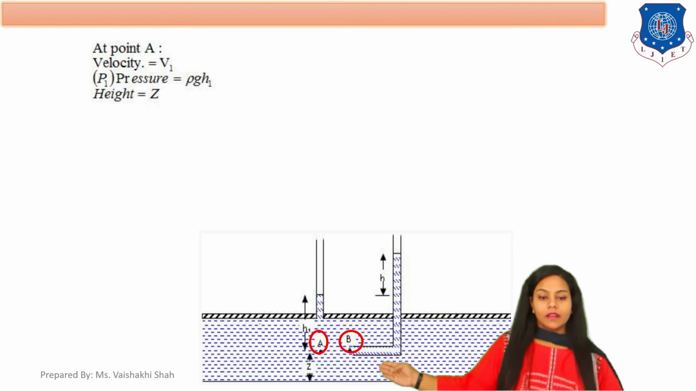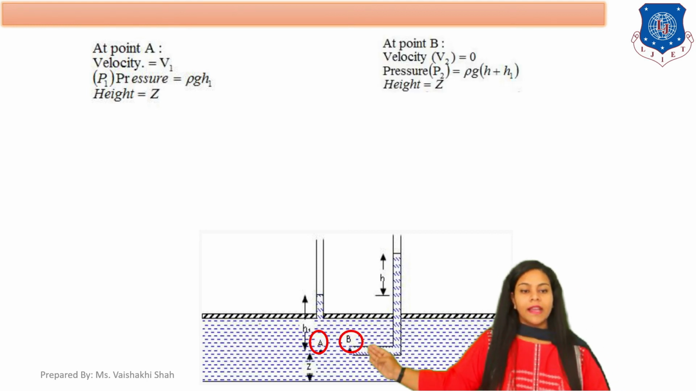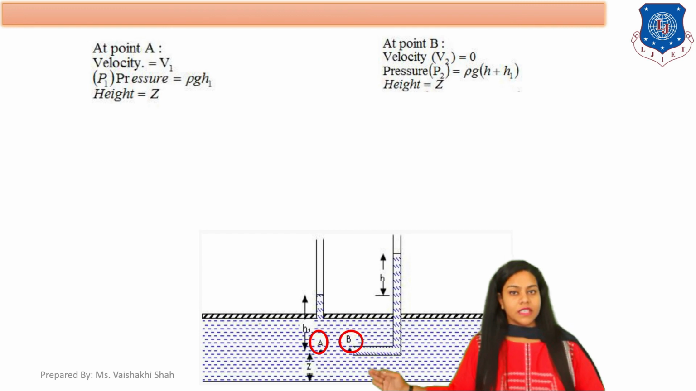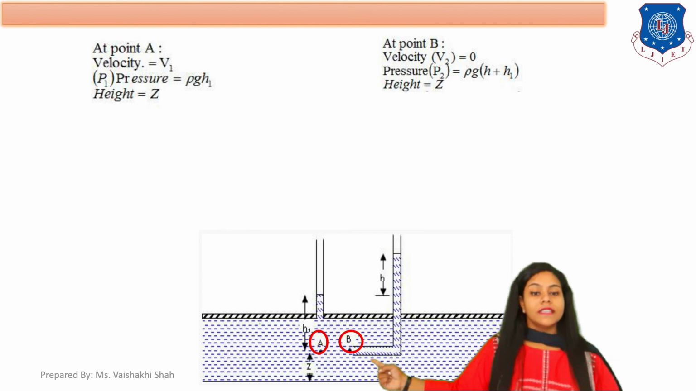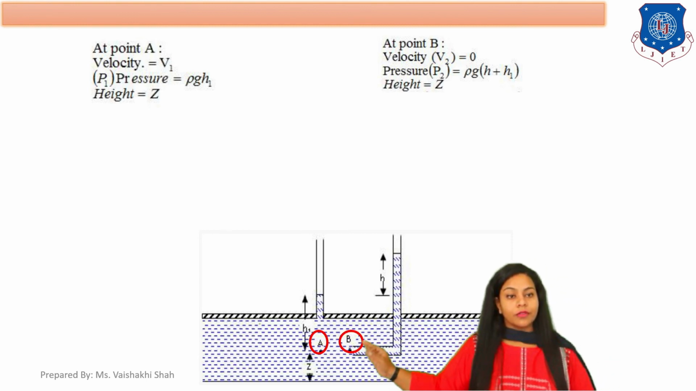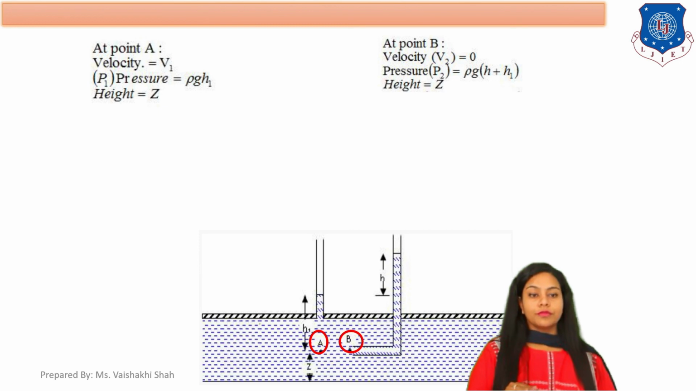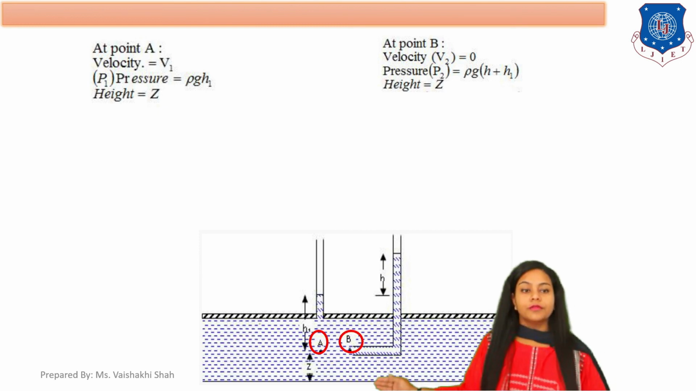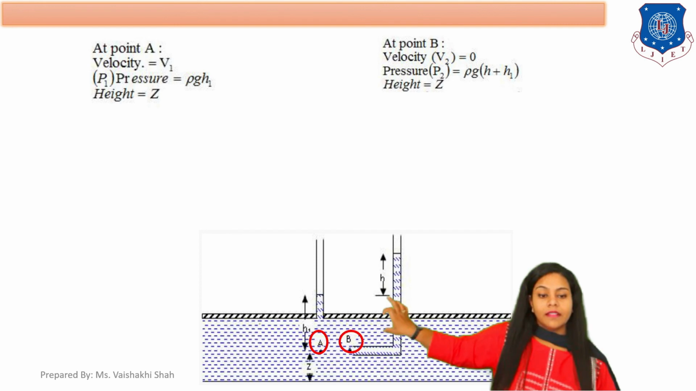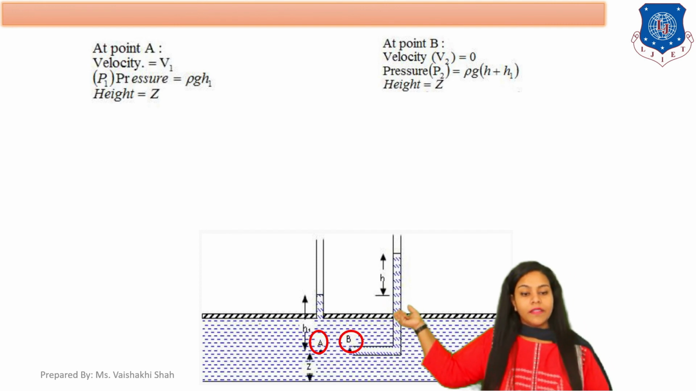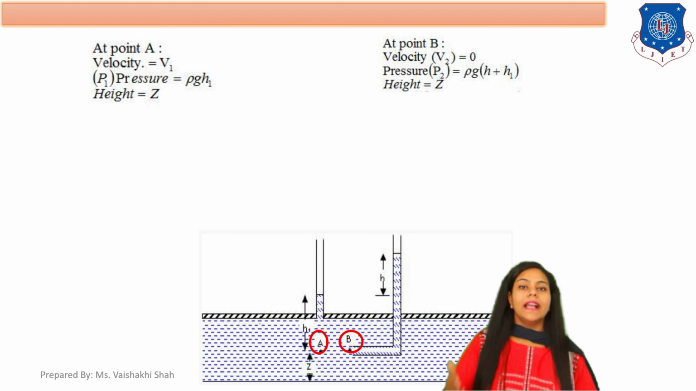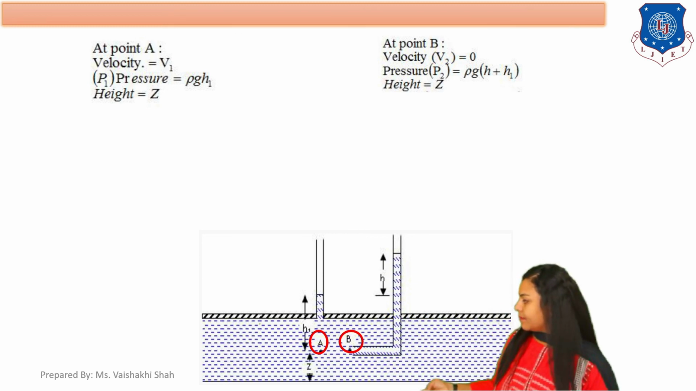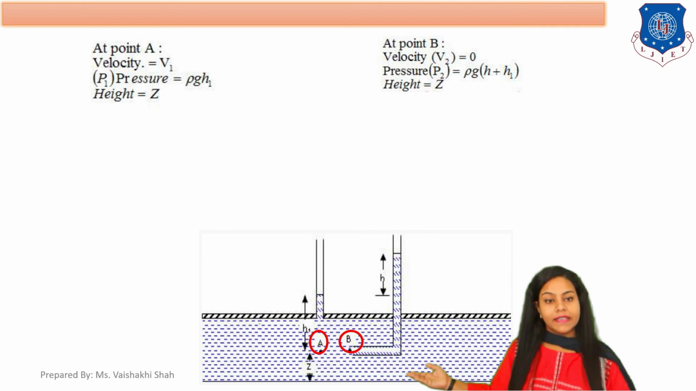Now point B, as you can see here. At point B we are considering a stagnation point, so velocity at point B becomes 0. So V2 equals 0, P2 equals rho g, and the height, as you can see in this diagram, is h and this is h1. So for point B the total height is h plus h1, and the height from the datum is z.